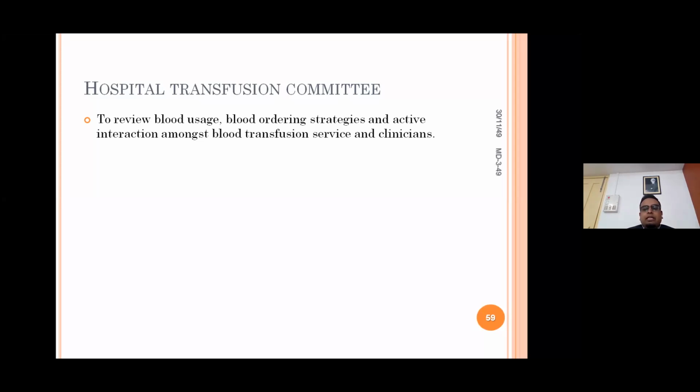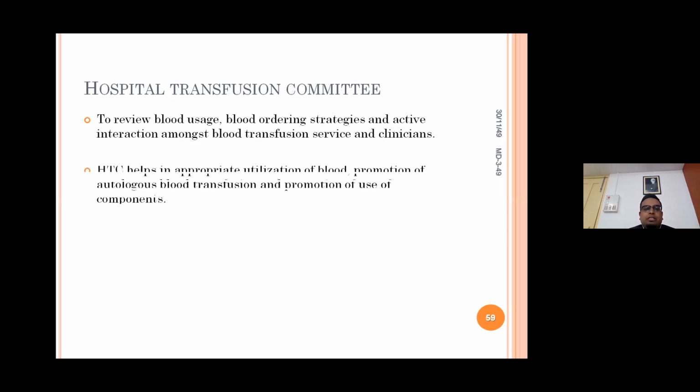It is not so that the blood bank in charge or the transfusion medicine in charge is the chairman of the hospital transfusion committee. It is usually the critical care in charge or the anesthesiology department professor and HOD. And there are other members, maybe the member secretary is from transfusion medicine, and then there are other members from other clinical departments, the nursing superintendent, the infection control nurse. So all these important people comprise the hospital transfusion committee.